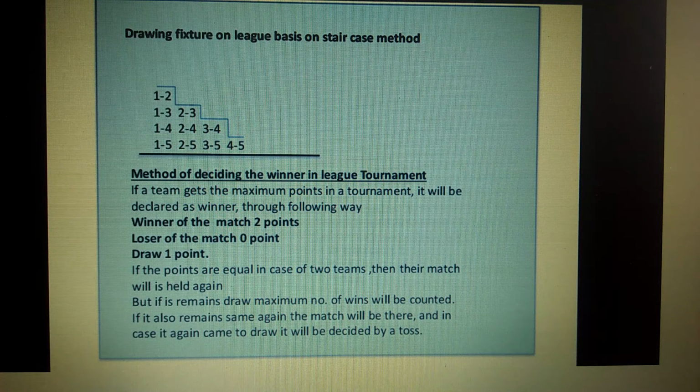Method of deciding the winner in a league tournament. If a team gets the maximum points in a tournament, it will be declared the winner in the following way. Winner of the match gets 2 points, loser of the match 0 points, draw 1 point. If the points are equal in the case of two teams, then their match will be held again. But if it remains a draw, the maximum number of wins will be counted. If it also remains the same, the match will be held again, and in case it again comes to a draw, it will be decided by a toss.